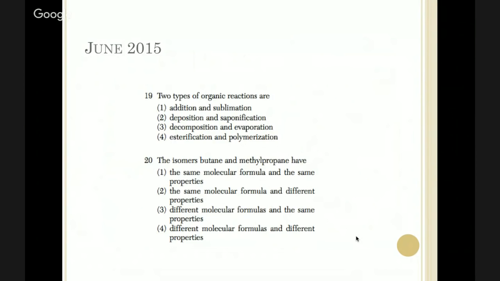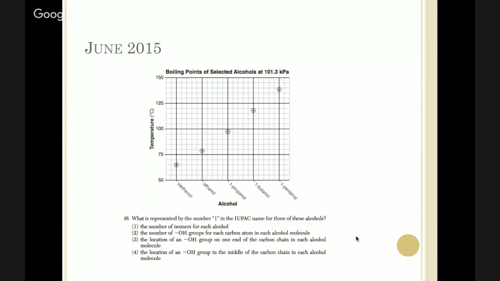And then number 20, isomers of butane and methyl propane have, well, if they're isomers, something has to be the same because that's what iso means. So they're going to have the same molecular formula, but because they're arranged differently, they'll have different properties. Answer 2.